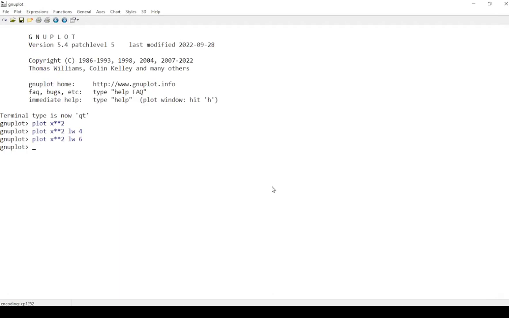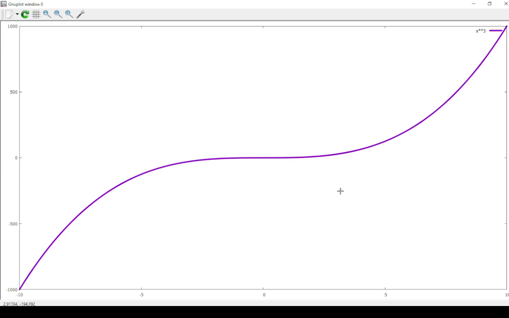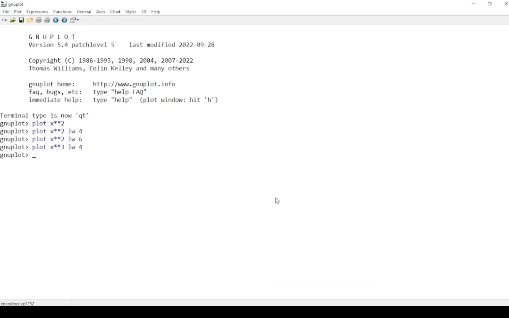Then I can plot other functions. Plot, say, x cube with LW4. So this x cube looks like this. Without the axis it won't be that insightful, so how to show the axis? Set x 0 axis, set y 0 axis. Then if I plot the same thing, you see that you have a thin line for your axis.